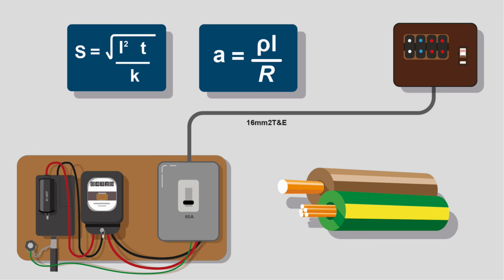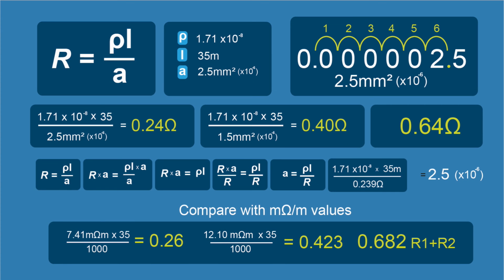It's good to know which size it is, isn't it? If you're doing an inspection, it's good to know if it's got a 6 mil or a 10 mil CPC, so you can do your adiabatic. It's good to transpose this formula to work out the cross-sectional area of a conductor. Now let's go through the transposition again. Should be getting there now.